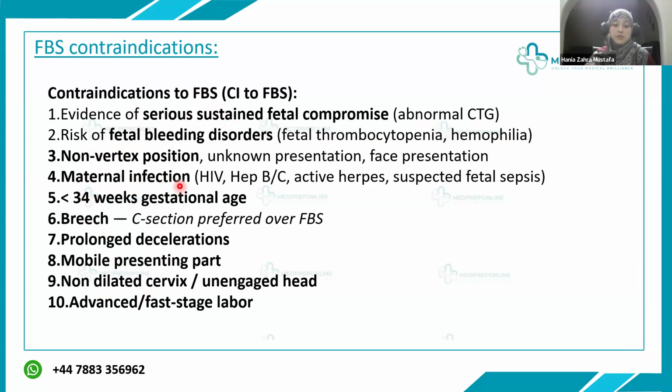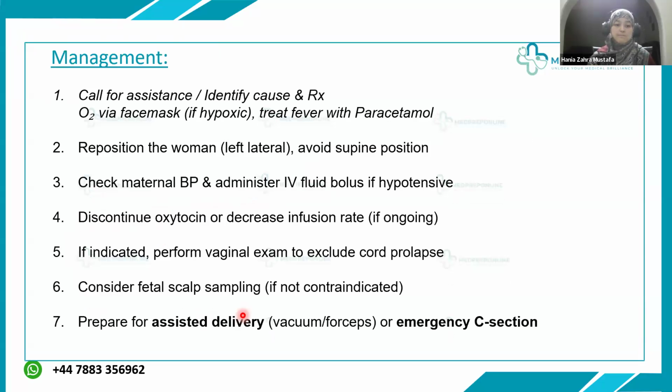If there is any maternal infection, you will not do fetal blood sampling, because obviously it will have a chance of infecting the fetus as well. If the gestational age is less than 34 weeks, you will not do fetal blood sampling. If there are prolonged decelerations, you would not go for fetal blood sampling. And if there is advanced or fast stage labor, then also you won't go for fetal blood sampling. Instead, you will just do the urgent assisted vaginal delivery, or just go for the immediate cesarean section.